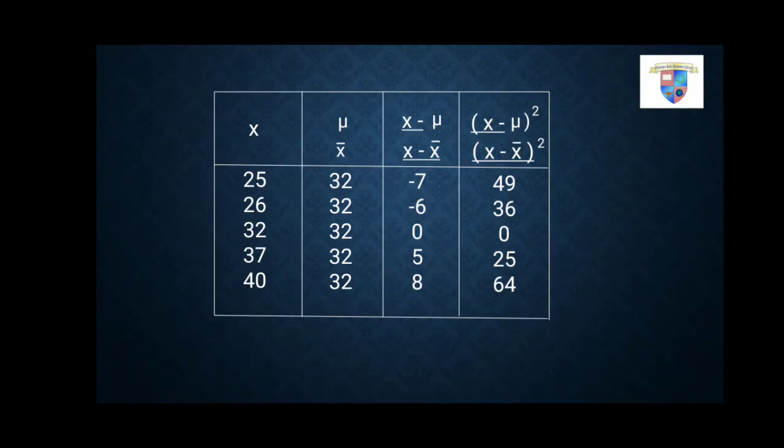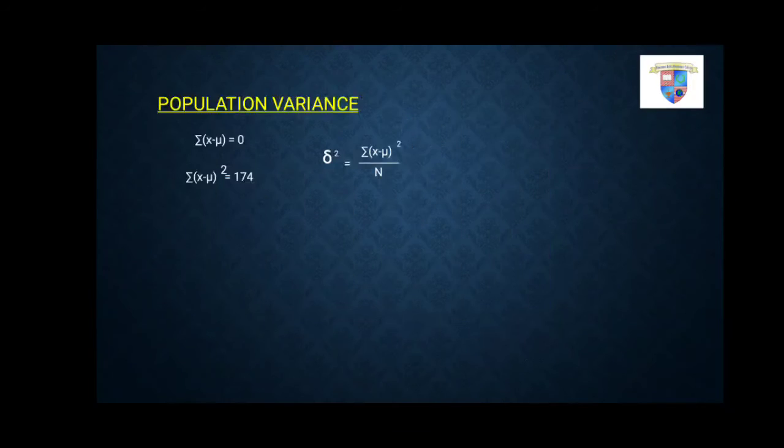So in the third column, we add it all, and the result is 0. In the fourth column, we will also add, and the result is 174. So our population mean and our sample mean have the same value. So let's proceed to our population variance.